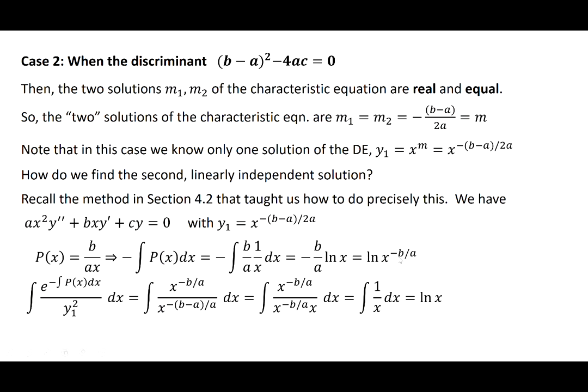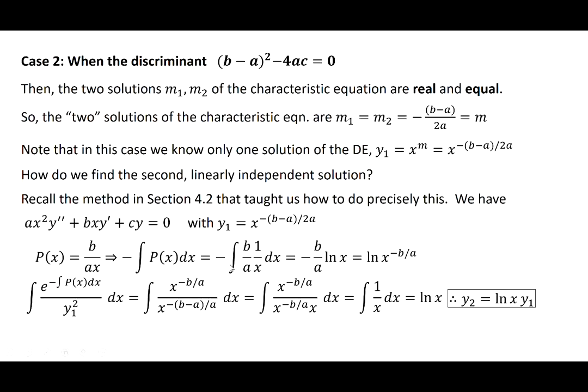Back in the constant coefficient case, if two solutions are equal, we said e to the mx and x e to the mx were the two solutions. Here we multiply by natural log of x, whereas in the previous case we had multiplied by x. Now, if there were to be a third order, then you would have to multiply by the quantity natural log of x squared. This natural log of x, you must multiply by the square of that one. So y2 is nothing but natural log of x times y1. Okay, cool.